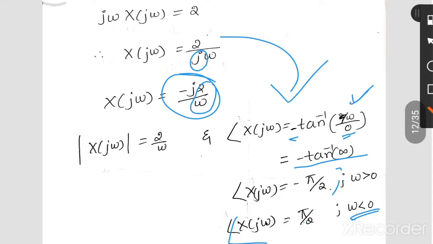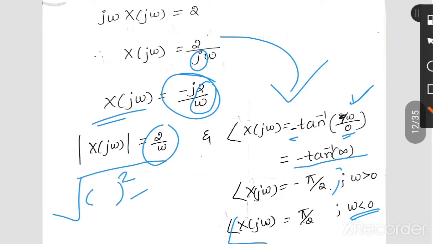And as I told you, the magnitude of this signal is the square root of real part squared plus imaginary part squared. Since we do not have a real part, we can neglect it. The imaginary part is minus 2 by omega. When you square it, minus times minus gives plus, so 2 by omega squared, and the square root cancels it, so the magnitude is 2 by omega.